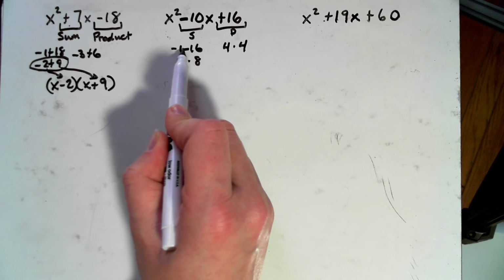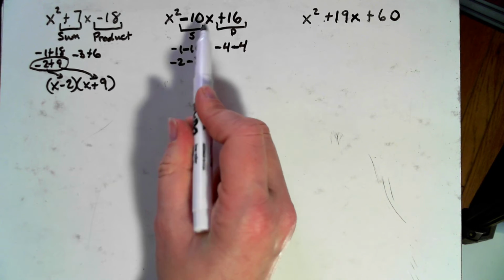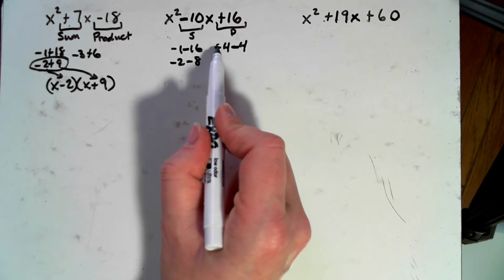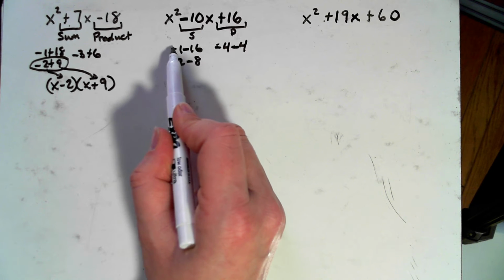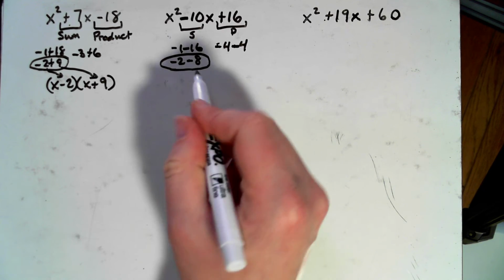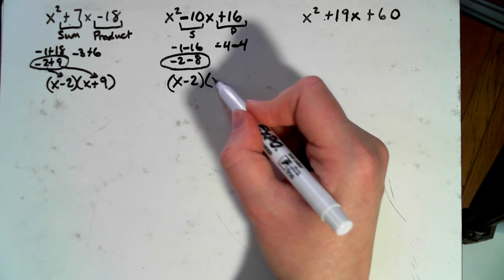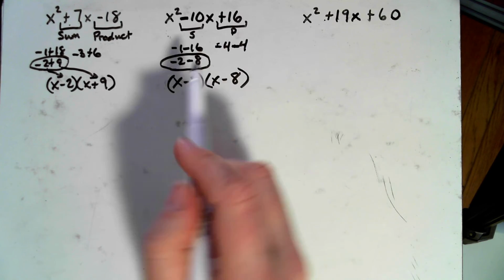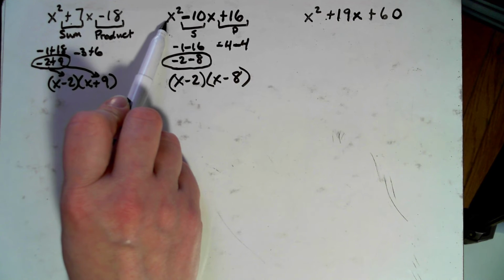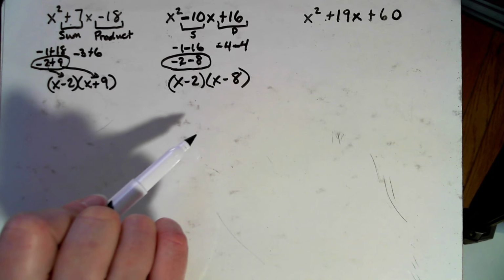So these are both going to be negative, and I'll add them together to see which one adds to negative 10. This adds to negative 8, this adds to negative 15, but this one adds to negative 10. So I'm going to have x minus 2 and x minus 8. All I did was I keep the x from here. If you had a different variable, that's the variable you would keep. And then minus 2 and minus 8 go in.